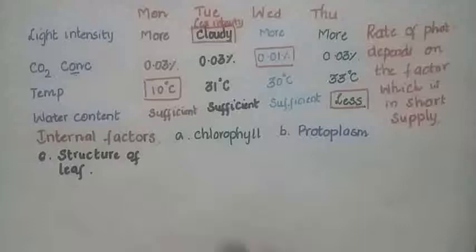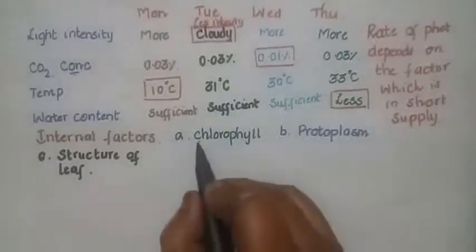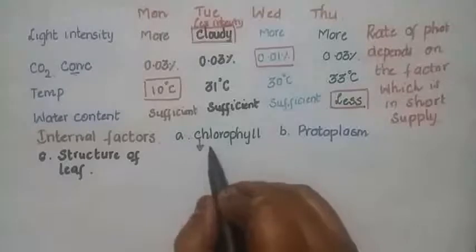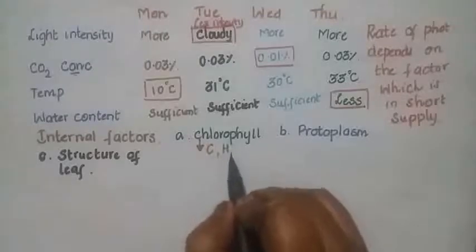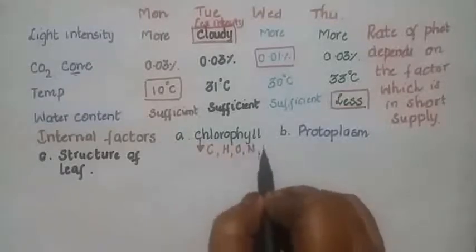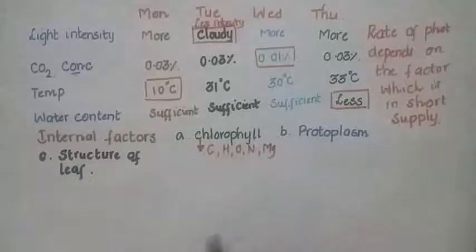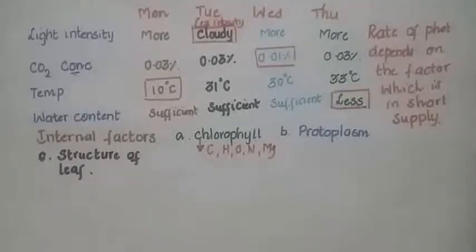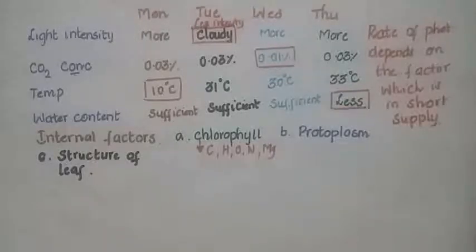Fine, children. Now let us move on to the internal factors which affect the rate of photosynthesis, which are found within the plants. Fine. If you remember, chlorophyll comprises carbon, hydrogen, oxygen, nitrogen and magnesium. So these are the elements that make up the chlorophyll, which is very much essential to absorb sunlight to carry out photosynthesis.